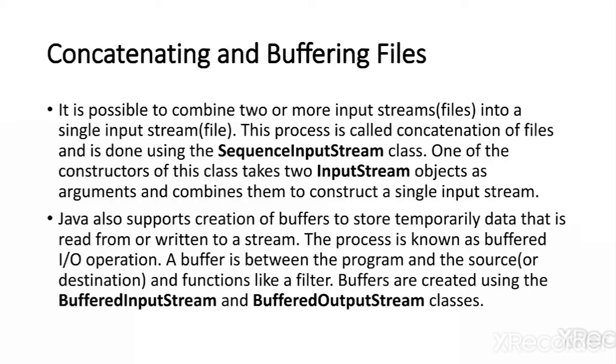It is possible to combine two or more input streams into a single input stream, and this process is called concatenation of files, and it is done using a special class called SequenceInputStream. One of the constructors of this class takes two input stream objects as parameters and combines them to construct a single input stream.